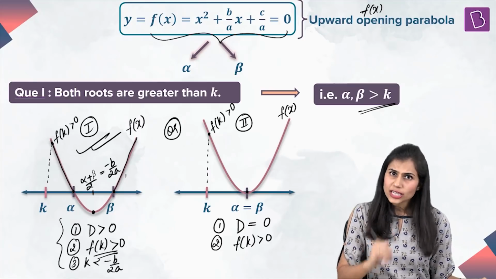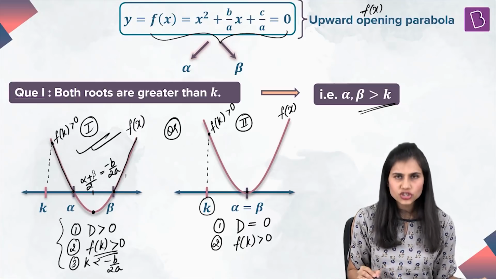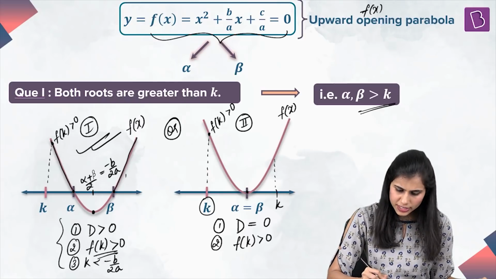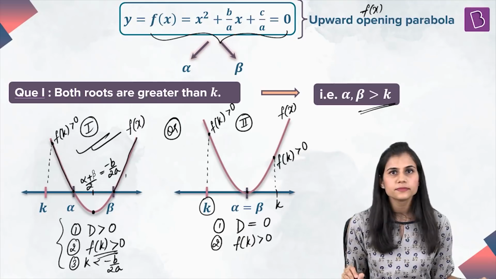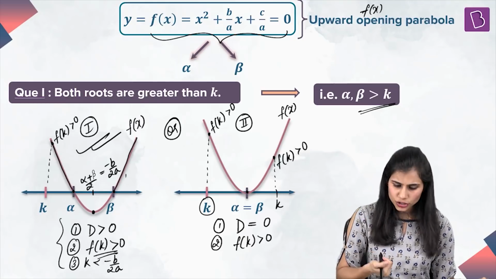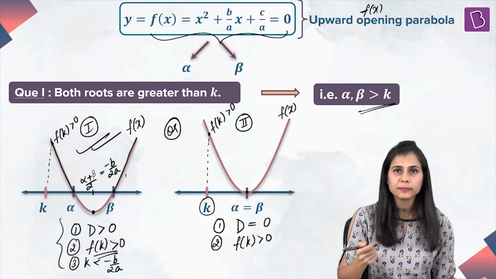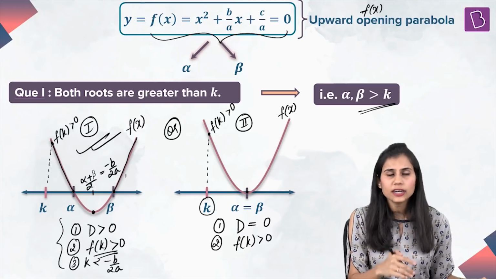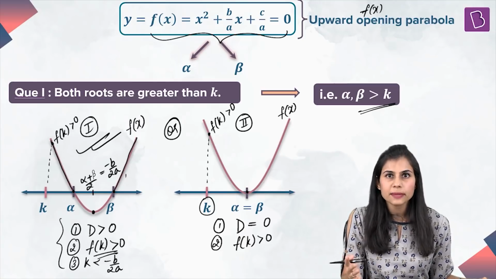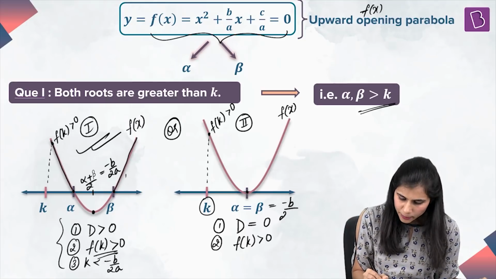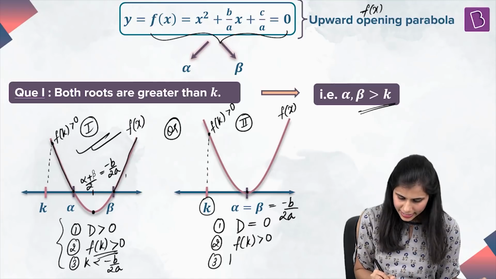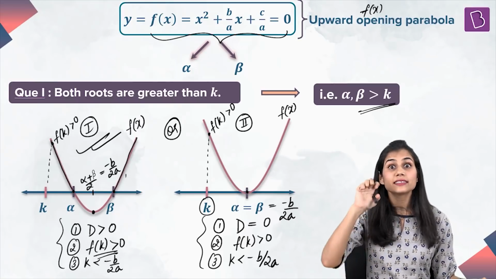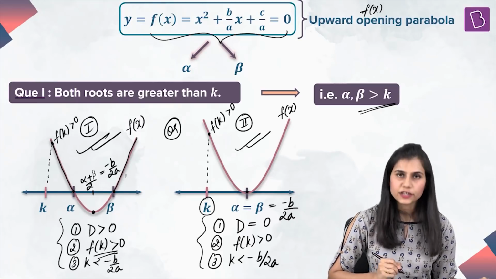Yes. But just f of k positive doesn't give me that k will be positioned here to the left of alpha and beta. k can also be positioned here if I say f of k is positive, because corresponding to this k also, you can see f of k is positive. That means I need one third condition to ensure that k is sitting on the left of alpha and beta only, which is again the same. k is lying to the left of alpha, that means k is less than alpha, or you can say k is less than beta, because alpha and beta are the same, or you know that in this case, they are both equal to minus b by 2a, so I can say k is less than minus b by 2a. These are the three conditions which, when considered simultaneously, give you the second figure.